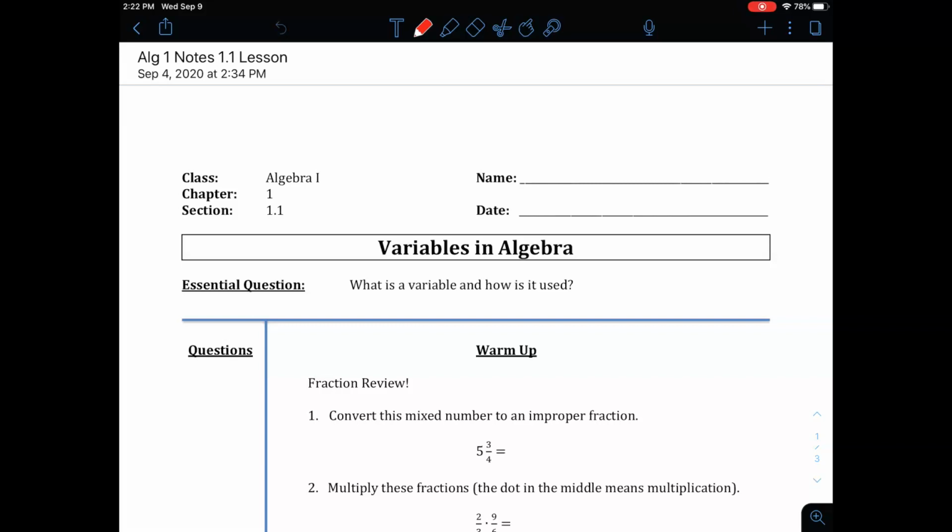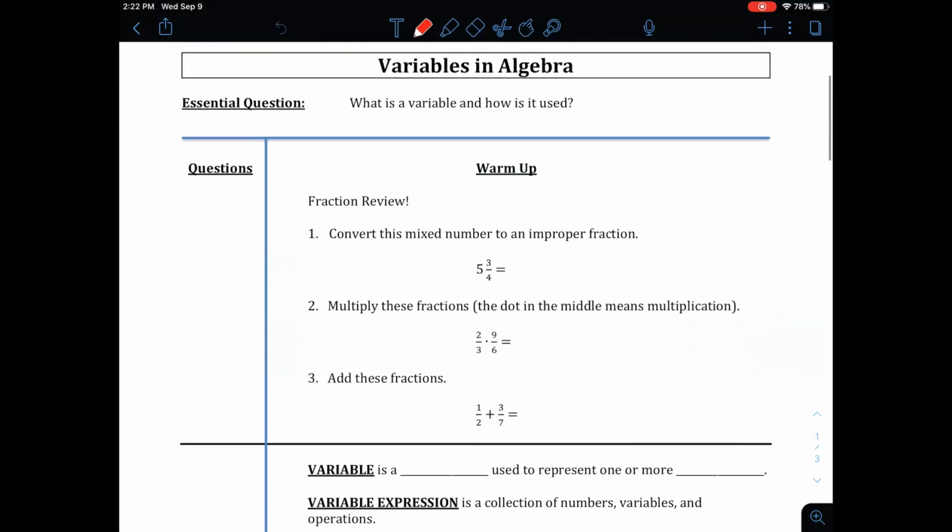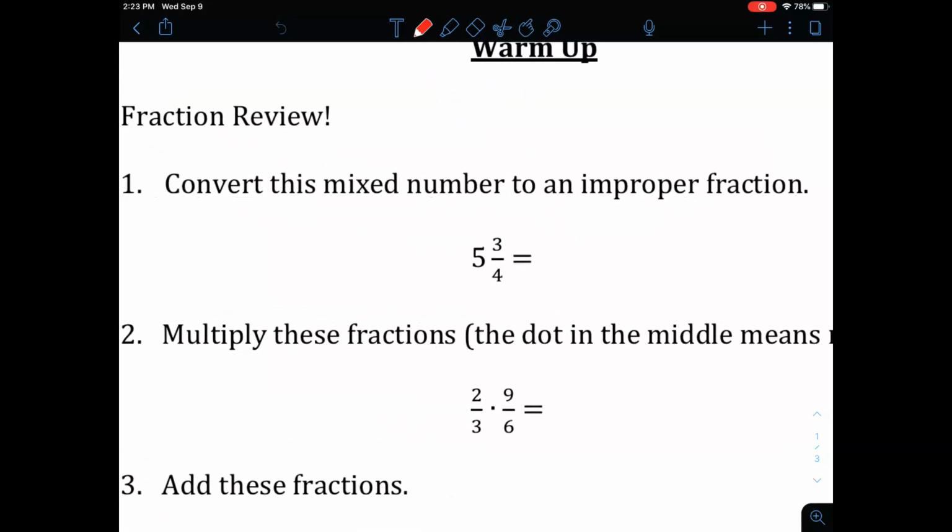So this is 1.1. The name of the lesson is Variables in Algebra, and our essential question is, what is a variable and how is it used? What I'm going to try to include in most of my lessons is a warm-up. It says fraction review: convert this mixed number into an improper fraction, multiply these fractions, and add these fractions. Why don't you go ahead and pause the video and give these a try.